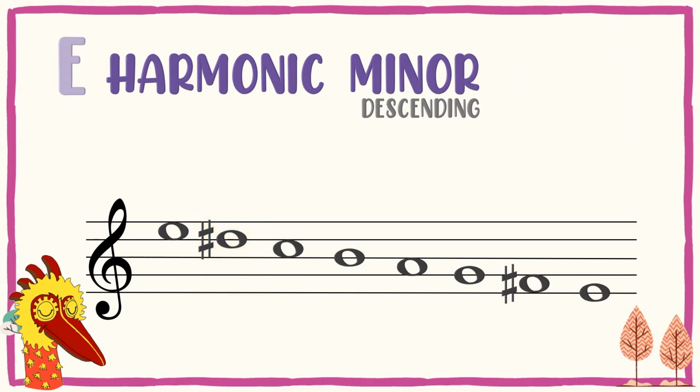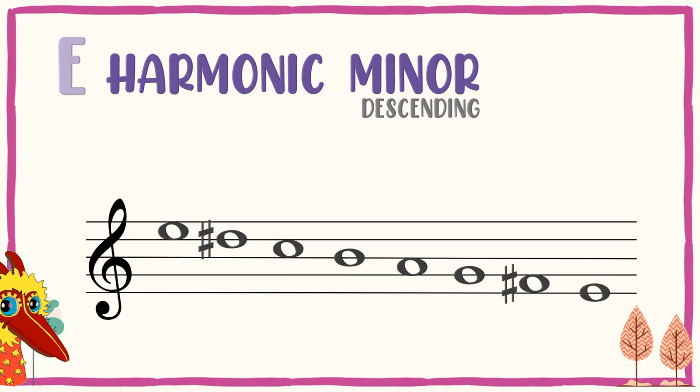Can you tell me the notes for the E harmonic minor scale in descending order, Ruby? Descending. So we start with the highest note and we go down. Firstly, an E, then a D sharp, C, B, A, G, F sharp, and finally back to E.